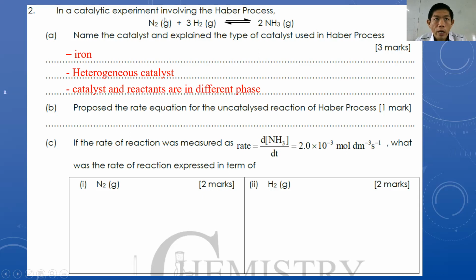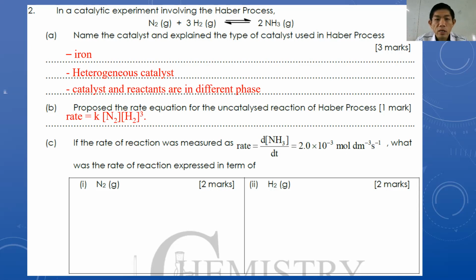here. So since it is a single-step reaction, the stoichiometric coefficient can be used as the order of reaction in here. So that is why the question stresses uncatalyzed reaction, because they want you to realize that the order of reaction can be taken directly from the stoichiometric coefficient. So how to express the rate equation in this case? You have to express it as rate equals k [N2][H2] cubed.